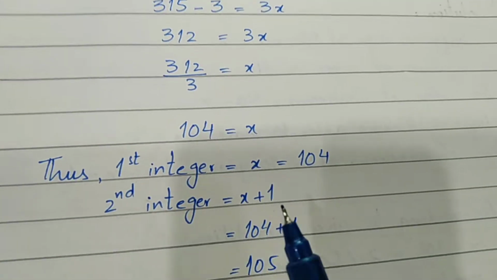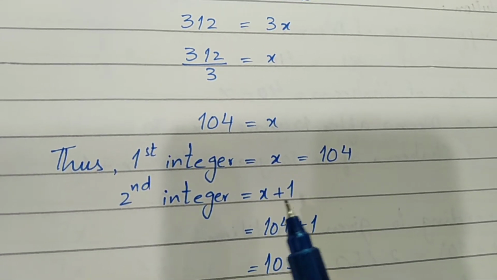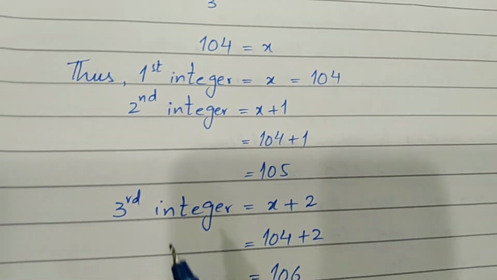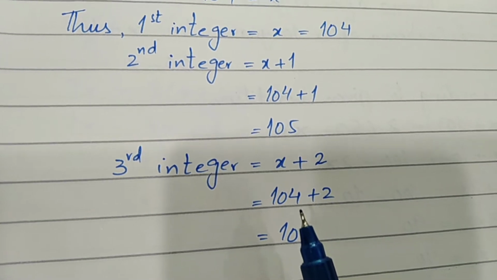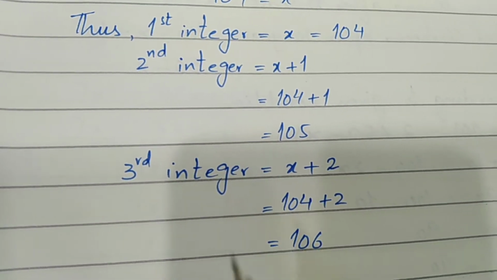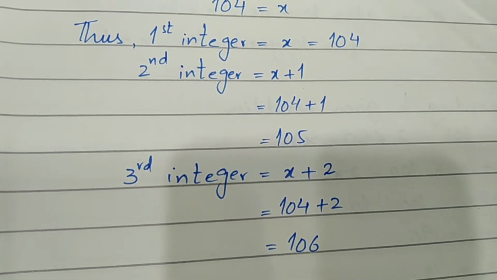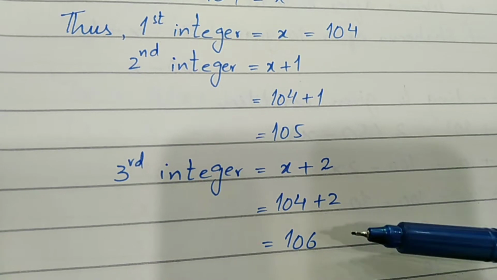So the first integer is equal to x, that is 104. Second integer is x plus 1, so we put the value of x and we get the second integer, that is 105. And the third integer is x plus 2, so we put the value of x, that is 104, and after the addition we will get 106. So the three positive consecutive integers are 104, 105, 106.